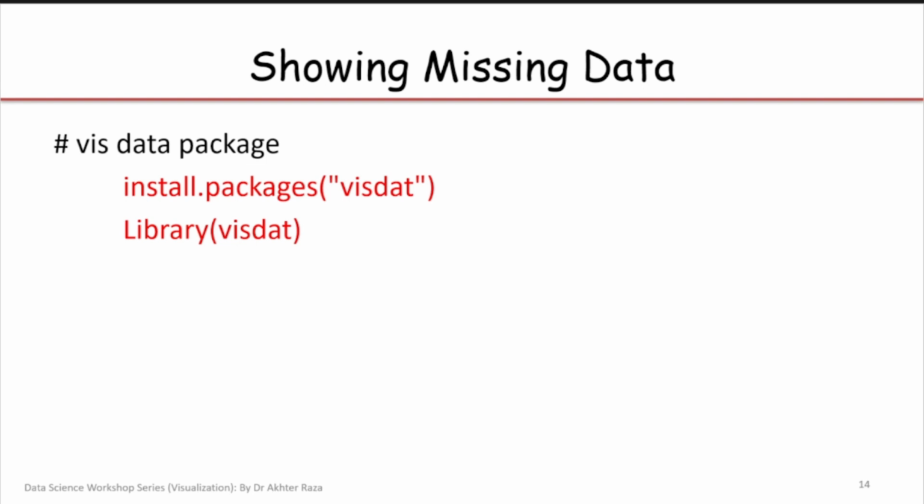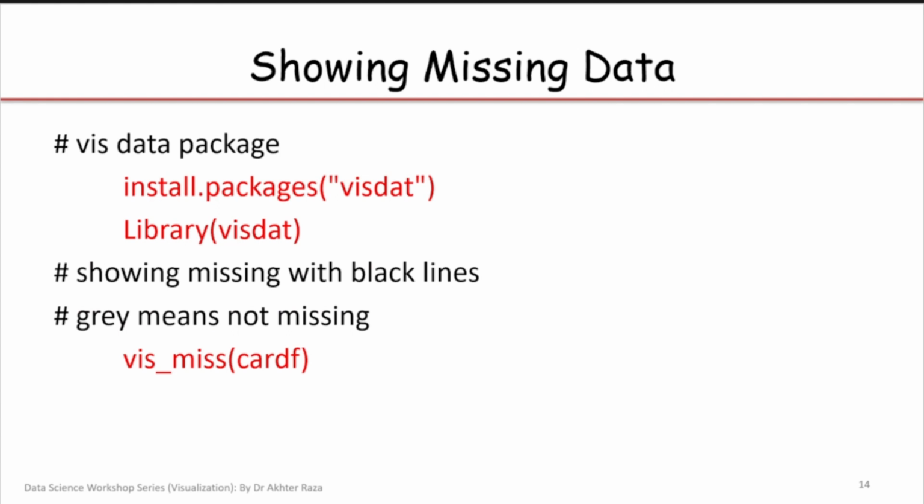One of the commands is vis_miss, and the syntax is quite simple. Just write down vis_miss, and in the parameter you have to identify the cardef. The cardef is my data frame. It has 39 columns, and there are only 2 columns which have the missing numbers. So this command will show you the missing numbers by dots, by black dark dots. Wherever you have the missing number, a black line will be shown over there.